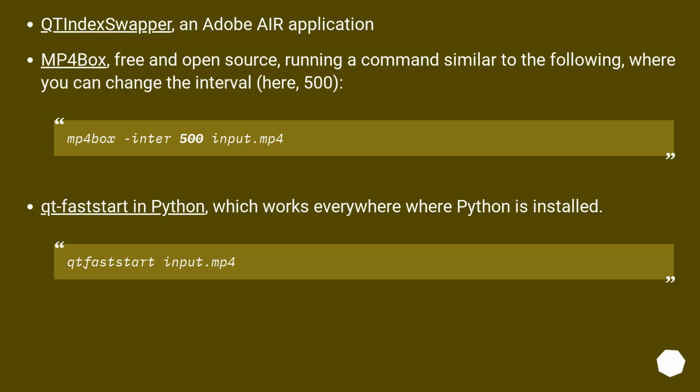Index Swapper, an Adobe AIR application. MP4Box, free and open source, running a command similar to the following, where you can change the interval, here 500: MP4Box -inter 500 input.mp4. qt-faststart in Python, which works everywhere where Python is installed: qt-faststart input.mp4.